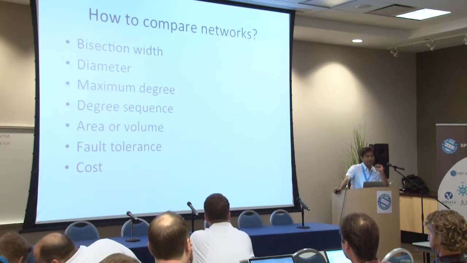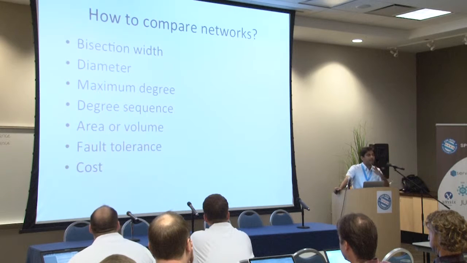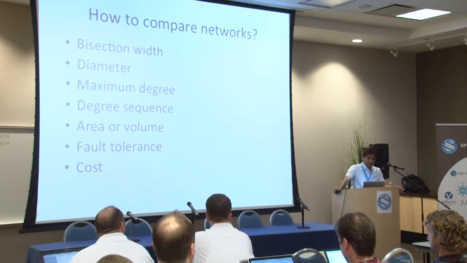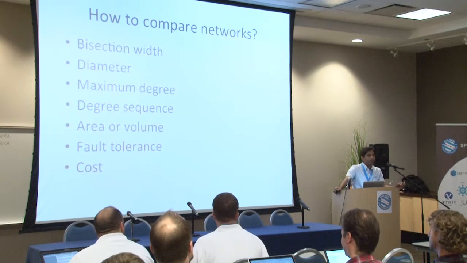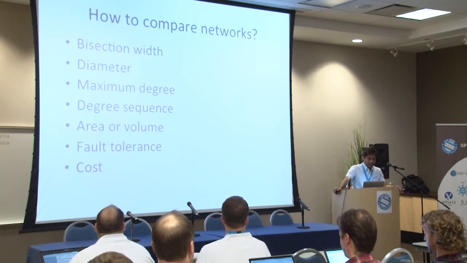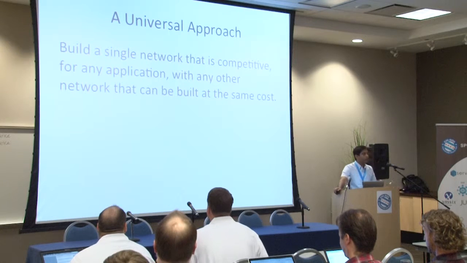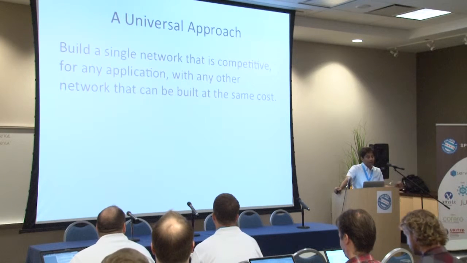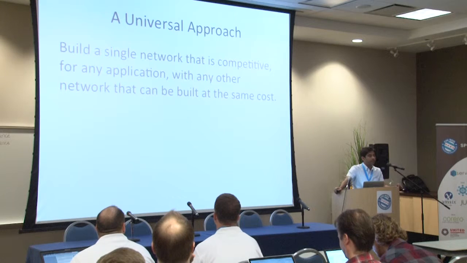Some of them are good in some of these respects and bad in other respects, relatively speaking, with respect to other ideas. So what my group has been doing in collaboration with researchers at Duke University and Microsoft Research is trying to bring together a more principled approach, coming up with more scientific rules of thumb, if you will, for designing data center networks. In particular, we have been pushing this notion of a universal approach to data center network design. Essentially, a universal data center network is one that is competitive, no matter what application you want to run in the data center, with any other network that can be built at the same cost.